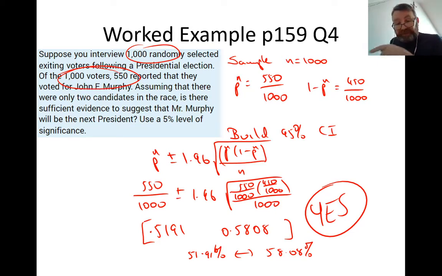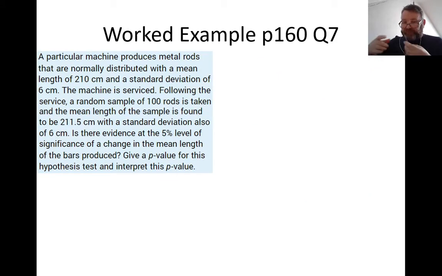Why? Because the test statistic, the sample proportion, falls inside that 95% confidence interval, and therefore we retain the null hypothesis, which says that John F. Murphy equals president. Done. Let's go to question 7, because I want to just get the p-values done.